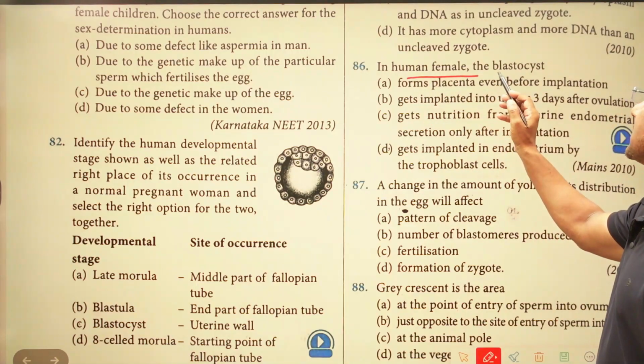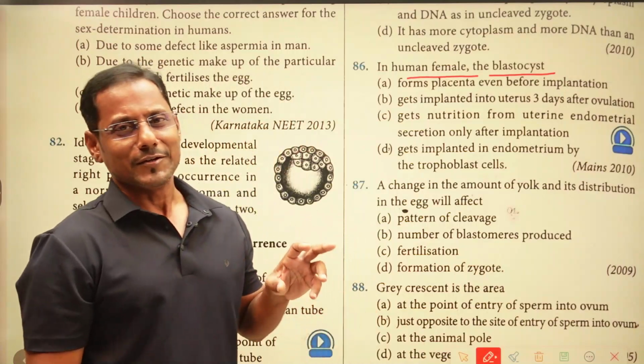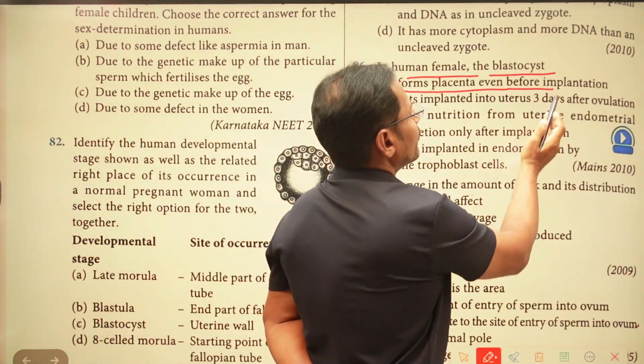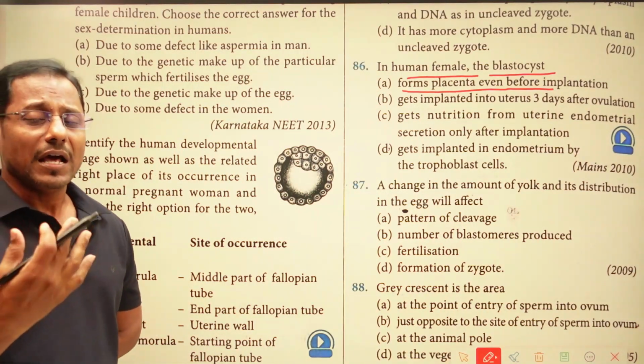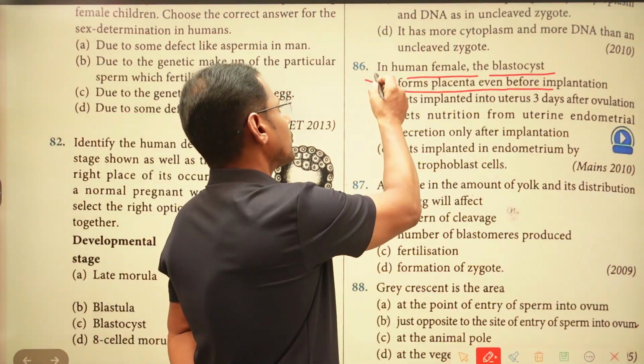In human females, the blastocyst... Now the morula stage is over. Now he is focusing on the blastocyst. Let us see that. It forms placenta even before implantation. So before implantation itself, the blastocyst forms the placenta, he is saying. So ultimately this is wrong.